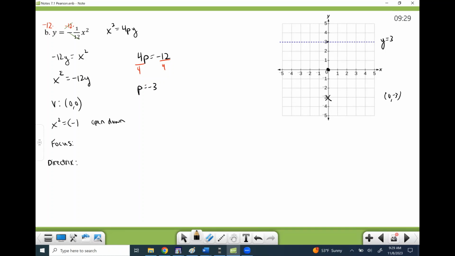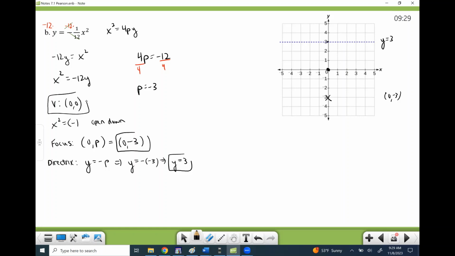We said if it's x being squared, it's all about the y's. So we put the p in the y spot, and it's going to be y equals negative p. All right, we found p already to be negative 3. So 0, negative 3. Perfect. That's what we have. And then y equals negative 3, so in other words, y equals 3 for the directrix. Okay, so we got everything it asked for, but we still don't know how wide our parabola is.